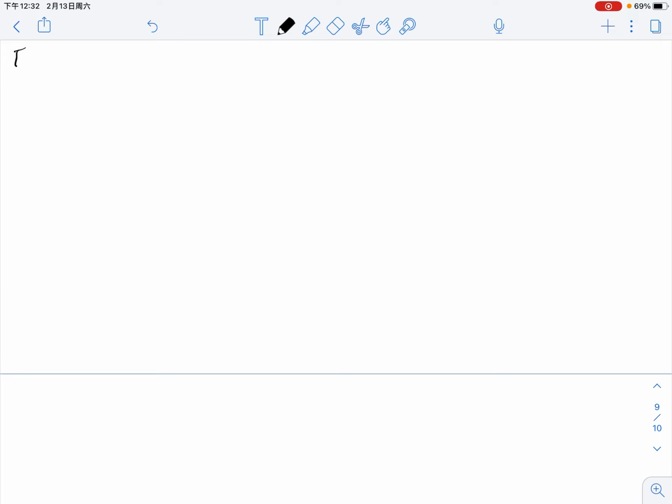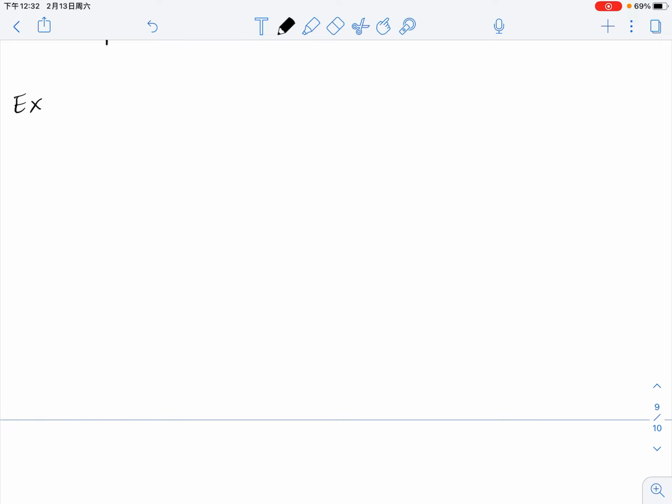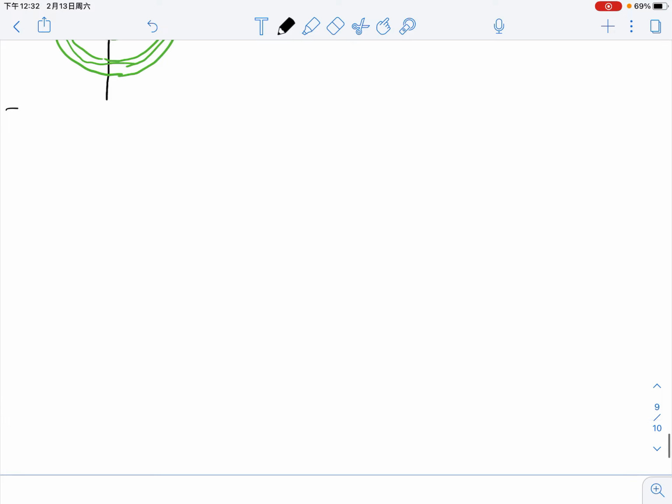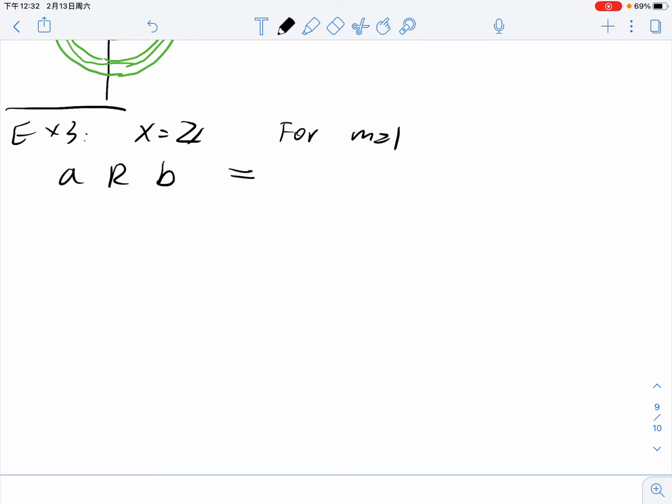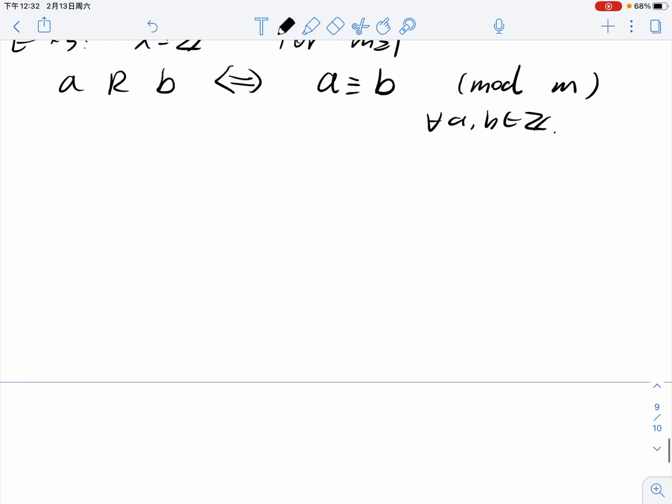Okay, and another example we also mentioned before. That's a division property. So for m greater than 1, define A R B such that A is equivalent to B modulo m. We met this in the Chinese remainder theorem, so it is number theory.